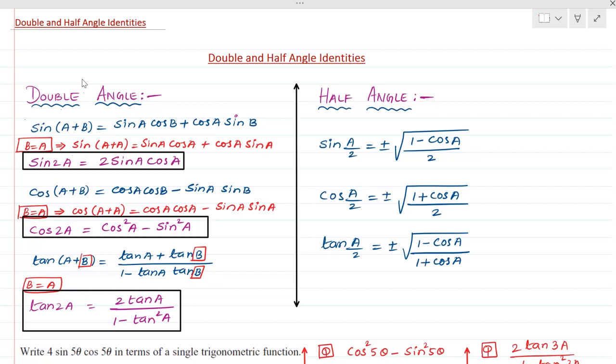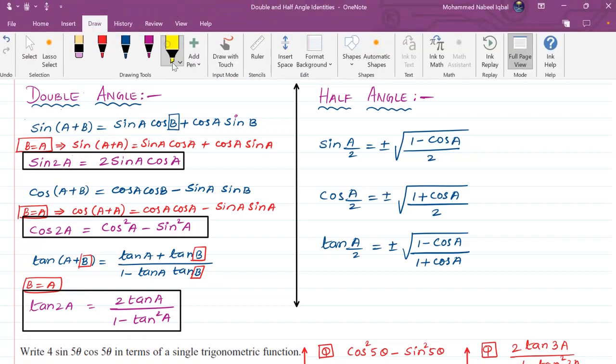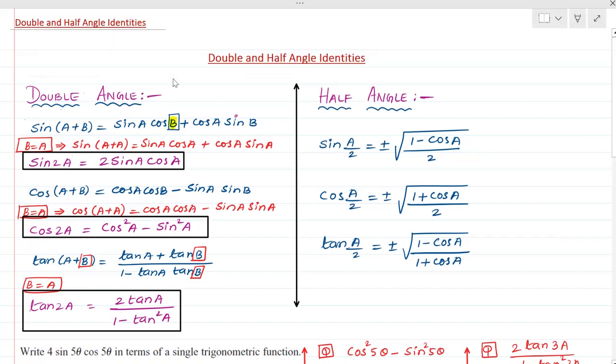I replace B as A. So if I replace B as A, it becomes sine A cosine A plus cosine A sine A. Therefore, this is 2 times, and I will write it as 2 sine A cosine A. So this is the formula for sine 2A.